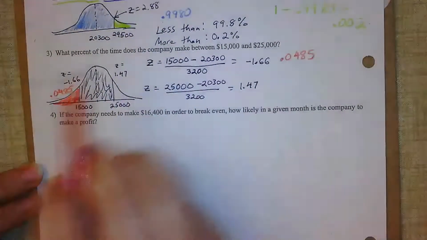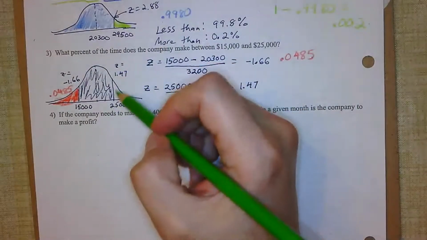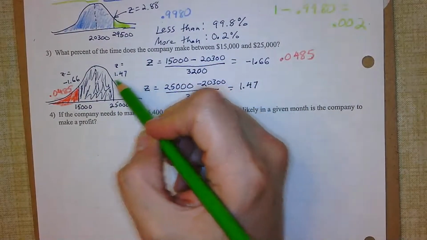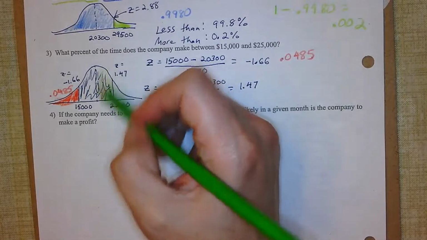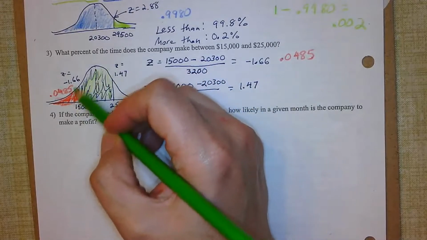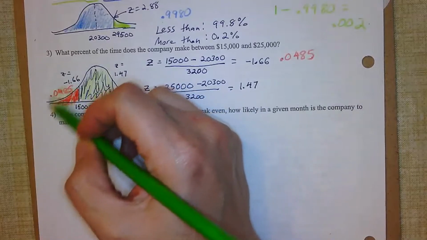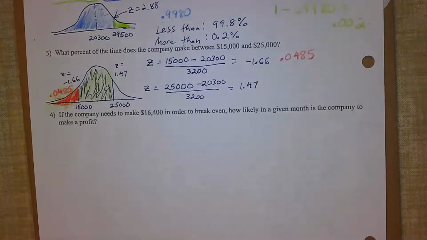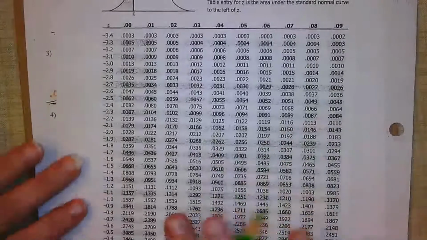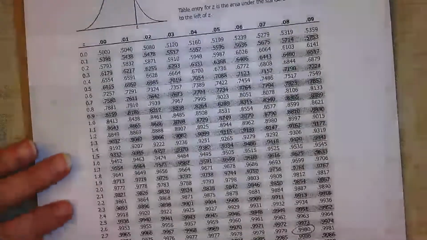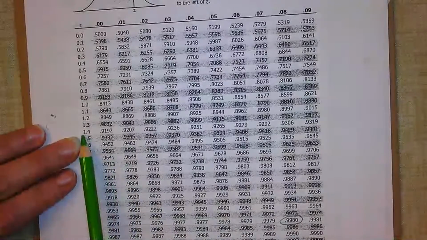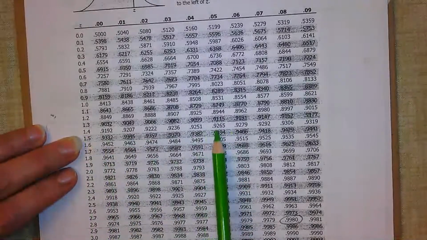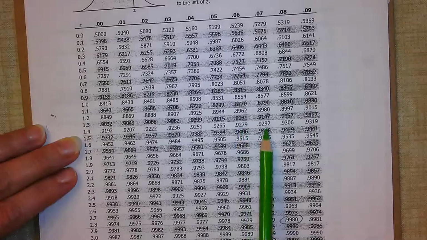Okay, now I'm going to look up 1.47. But I want to remember that 1.47 is going to take this value and go all the way to the left. And what's going to happen is it's also going to include this red area. So let's look up 1.47 on our table. This would be another good time to pause the video and see if you get the same number I get. So here's 1.4, 5, 6, 7. Oh, I like that number. 0.9292.